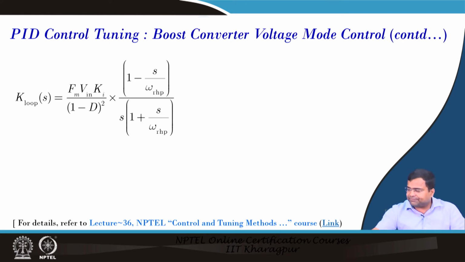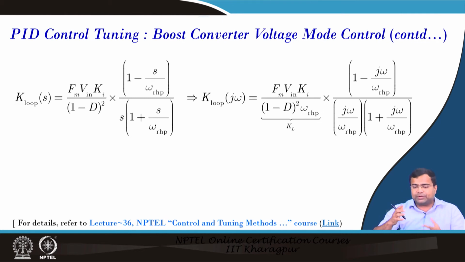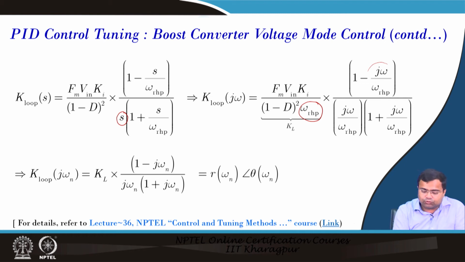Now, we want to obtain the frequency response, that means you replace S equal to j omega and you can get the expression. I am rearranging by modifying, because here S equal to j omega. So I am dividing j omega by omega RHP and multiplying here, so that all will look like omega by omega RHP, and then I can realize this loop transfer function by the normalized frequency, where normalized frequency is omega by omega RHP. And this can be written in the polar form r and theta.